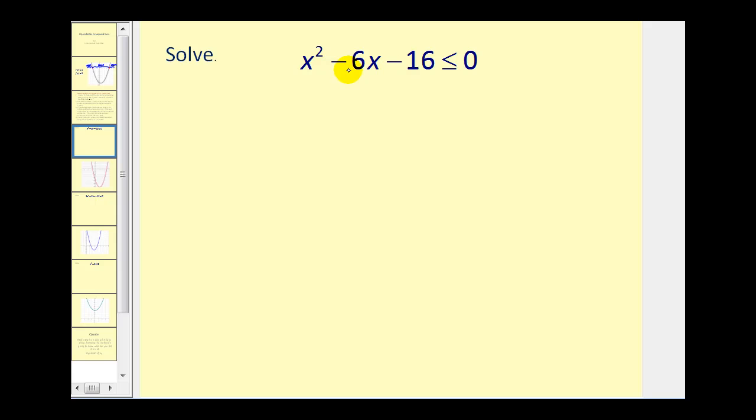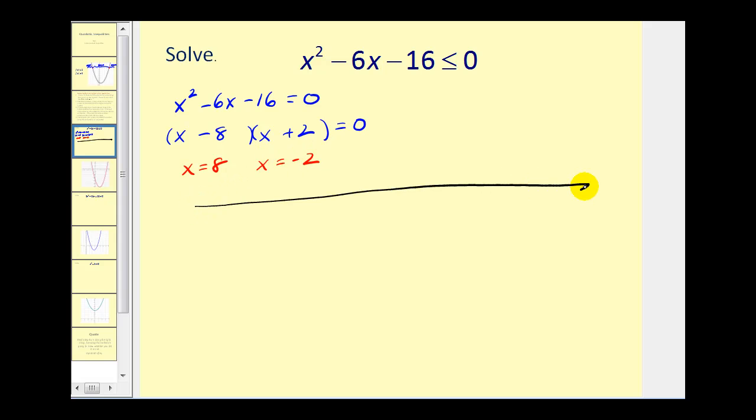So step 1, we'll set this equal to 0 and solve. This is factorable. The factors of -16 that add to -8 would be -8 and +2. So this function would be equal to 0 when x equals 8 and x equals -2. So we're going to use these two values to divide up the number line into our test intervals. And since the original inequality was less than or equal to 0, we're going to plot these as closed points. So we'll have a -2 and we will have a +8.